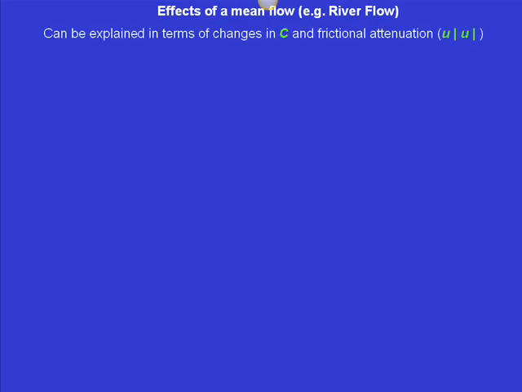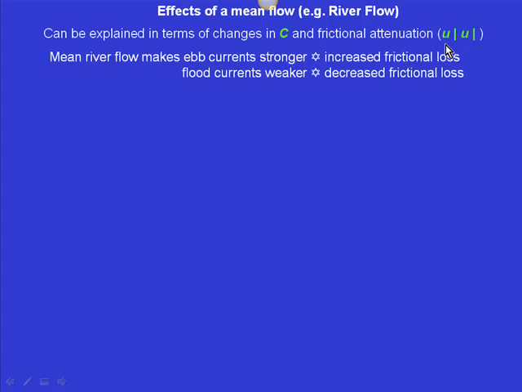Now, what happens when the tide interacts with the mean flow, like a river flow? So close to the place where the river comes into the estuary, there could be further distortion, and it can be explained in terms of the changes in the phase speed of the tidal wave, and in terms of frictional attenuation too.